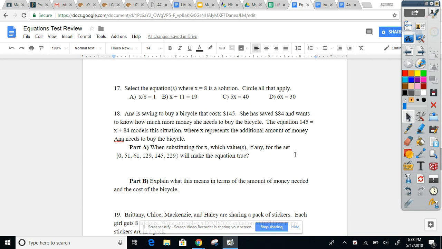So I would recommend solving for all of them, or just plugging in the 8 for x on all of them and see which one makes the statement true. Please notice that it says circle all that apply. So there's probably more than one answer choice that works out for you.